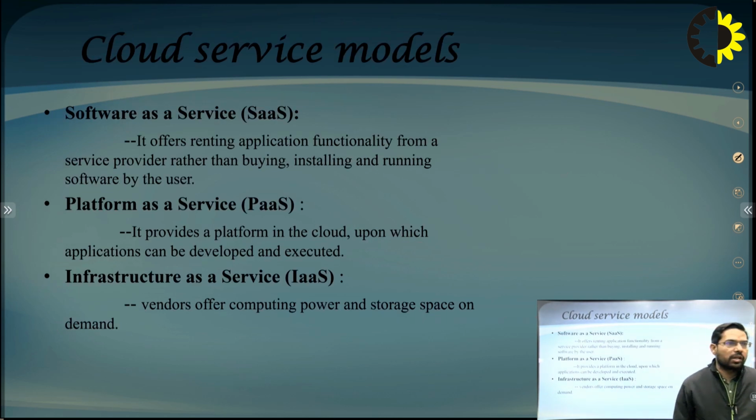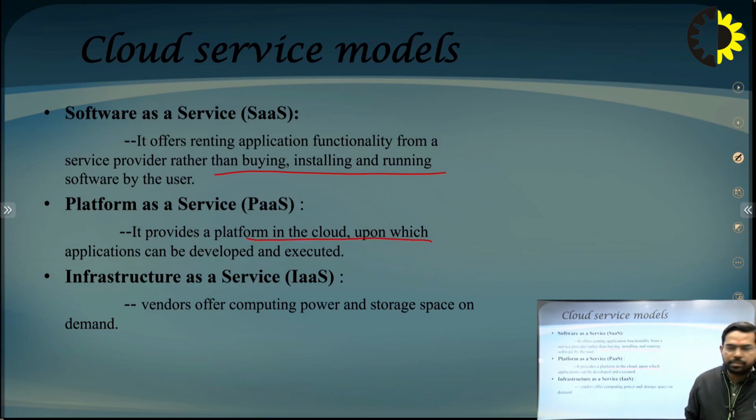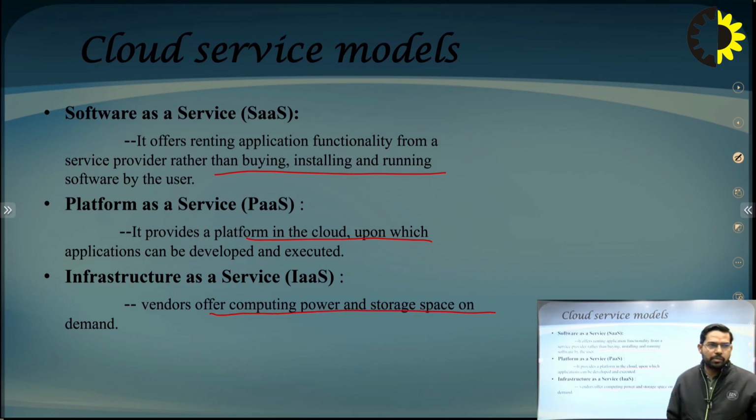Service models, we already know: software as a service, platform as a service, or infrastructure as a service. Software as a service offers application functionality from the service provider rather than the user buying, installing and running the software. Platform as a service provides a platform in the cloud upon which applications can be developed and executed. Or the vendor offers computing power and storage space on demand.